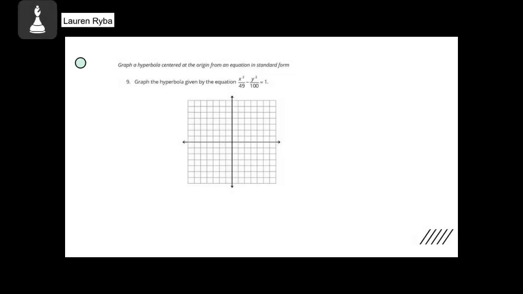The last thing we're going to do is put it all together and make our graphs. So we have x squared over 49 minus y squared over 100 equals 1. So that means our vertices are going to be on the x-axis because a is 7. So 7, 0, negative 7, 0. Let's see, b is going to be 10.